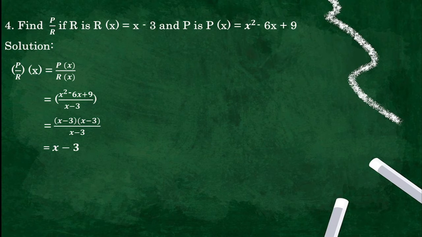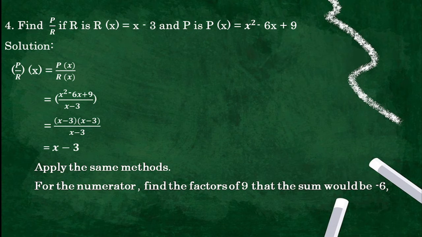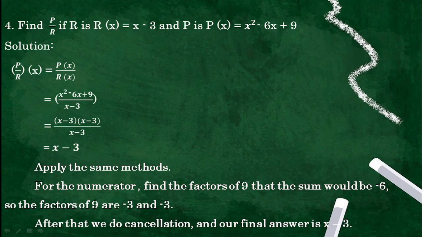Number 4. Find p over r if r of x equals x minus 3 and p of x equals x squared minus 6x plus 9. Example number 4. Same as the previous examples, we apply the same methods. For the numerator, we find the factors of 9 whose sum would be negative 6. So the factors of 9 are negative 3 and negative 3. After that, we do cancellation, and our final answer is x minus 3.